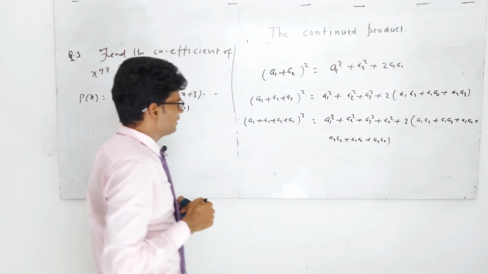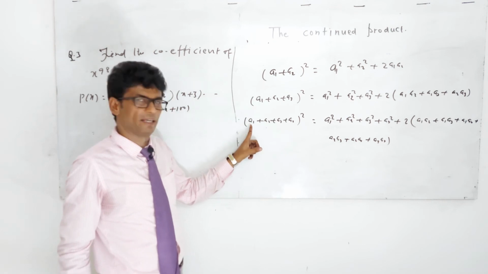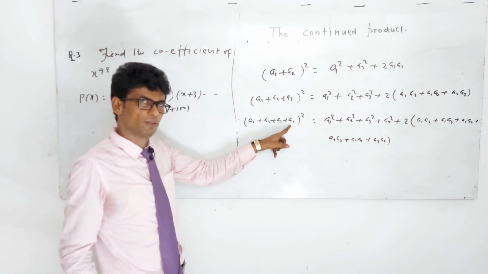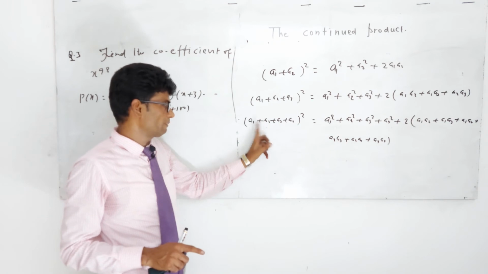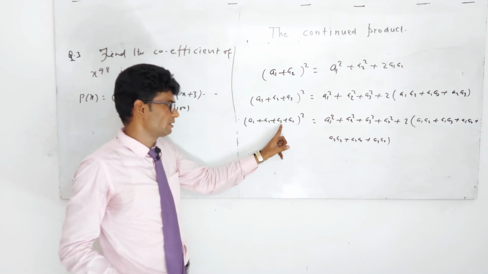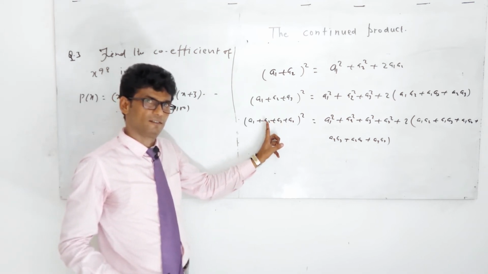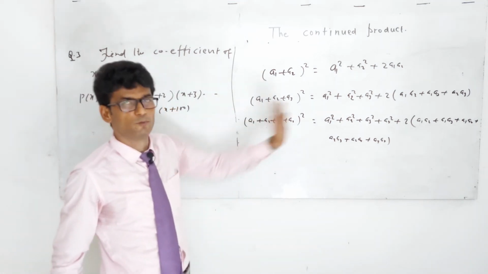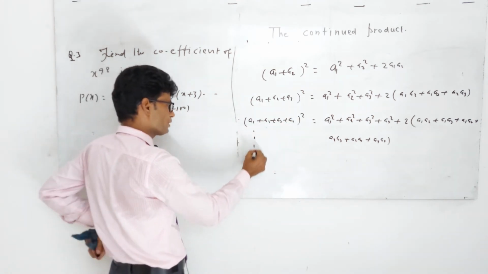It is quite easy to write, only we have to take care to make all possible pairs from a1. So look at here: a1 a2, a1 a3, a1 a4. In a similar manner, make all possible pairs with a2, not going backward, only moving forward: a2 a3 plus a2 a4. From here a3, a3 a4 only. Do not move backward because we have taken those already, so it may become double or triple. So take care of that. We only have to move forward, and in a similar manner we proceed from here.